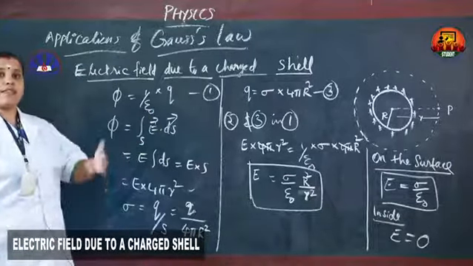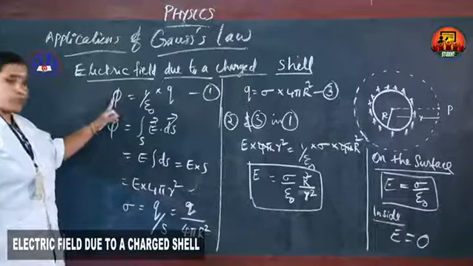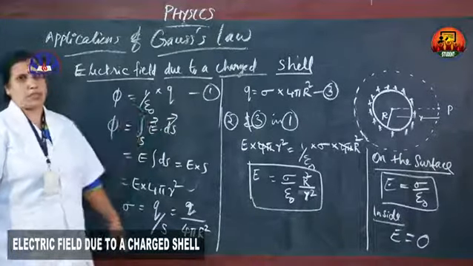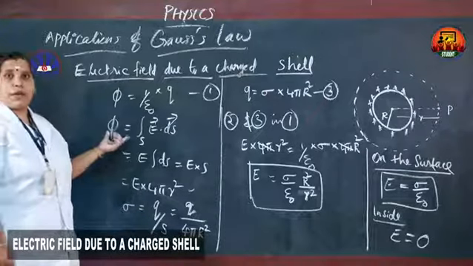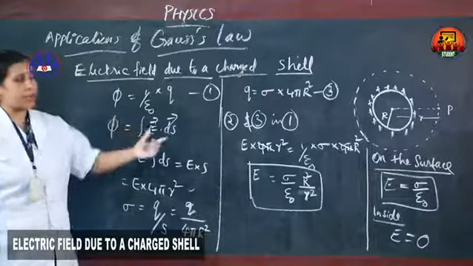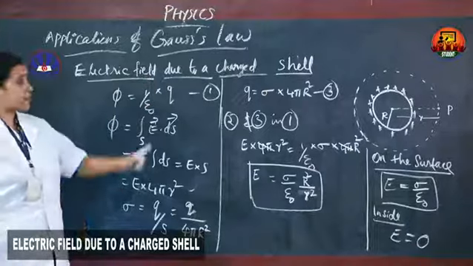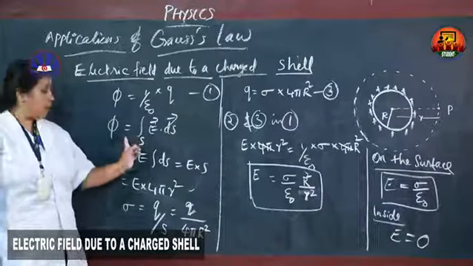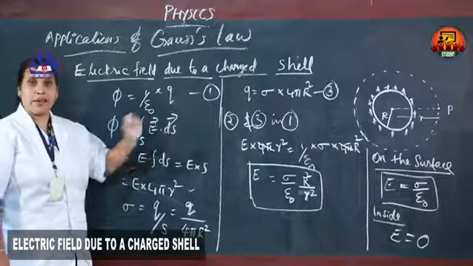Now by applying Gauss's law, we can write the equation as phi equals 1 by epsilon 0 into q. Same as before, we have to first find the flux, then find the charge, then do the substitution. So first our aim is to find the flux enclosed by the closed Gaussian surface, that is the spherical surface. Now what is the equation for flux?